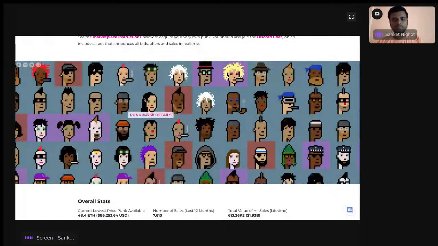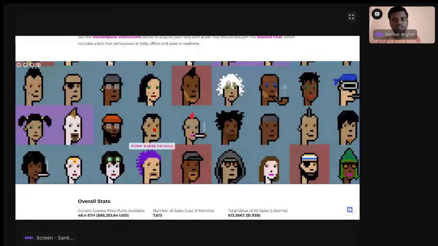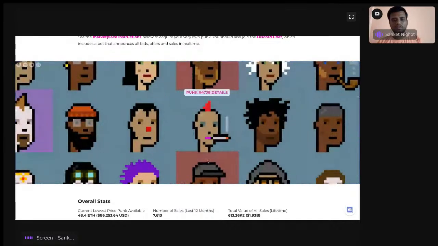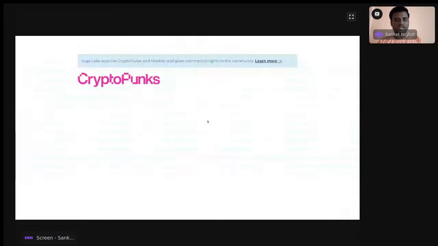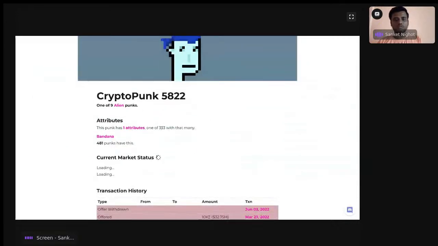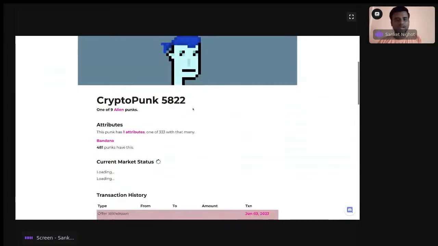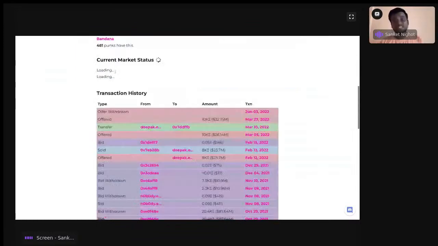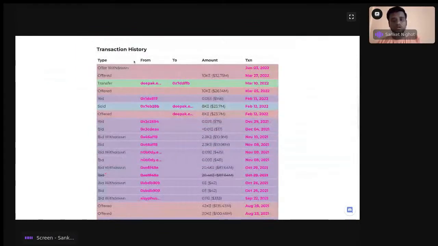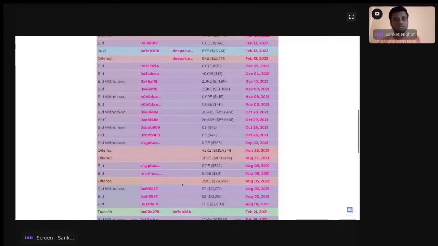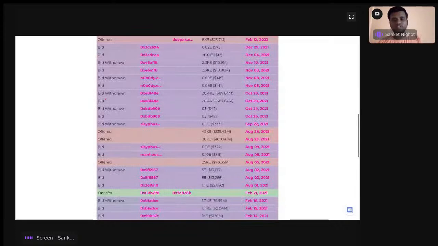You can click on them and know the details. If you like them, you can go to the page. Their attributes are written, like it has one attribute, one of the 333, and the current market status will be there. Then you can see the transaction history, how many people have transacted over it, how many people have bid on it, when it was transferred, and what the price was.